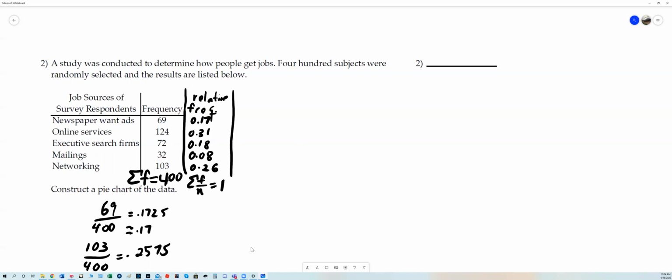Questions, concerns? How do you get one out of that? Do you add them all up? Yeah, the sum of. That's what I mean by the sum of.